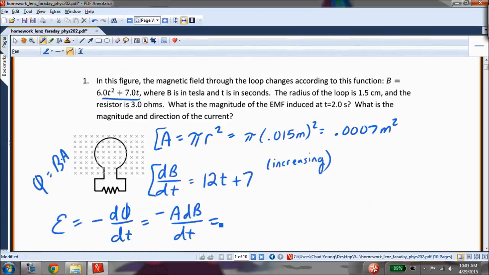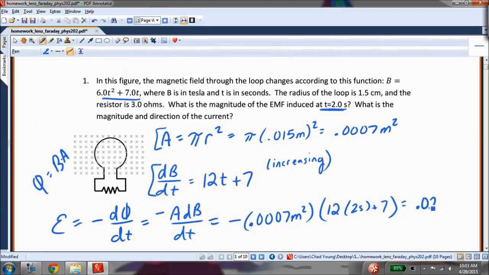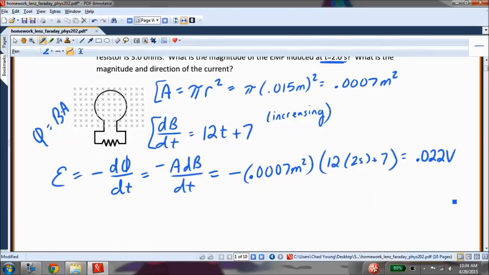Right, so I can come down here and put these values in. I'm looking for it at 2 seconds, but let me first put in my A. A was 0.0007 square meters, and then dB/dt is going to be 12 times 2 seconds plus 7, and that has a value equal to 0.022. It's actually negative 0.022, but the negative just tells us the direction, and we need to use our right-hand rule and Lenz's law in order to determine the direction. So the EMF is 0.022 volts.